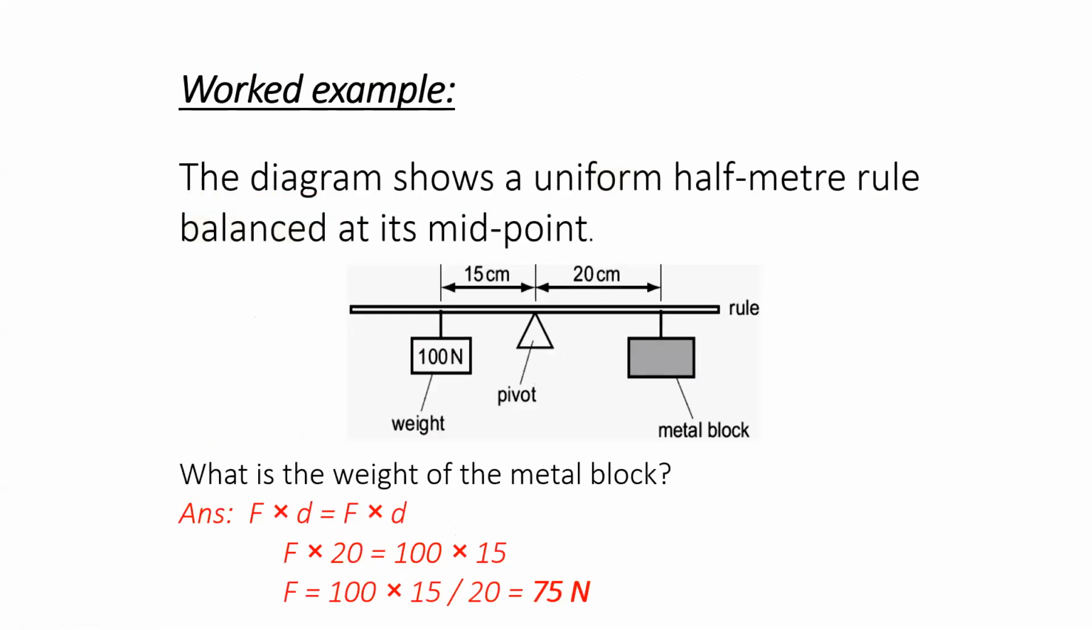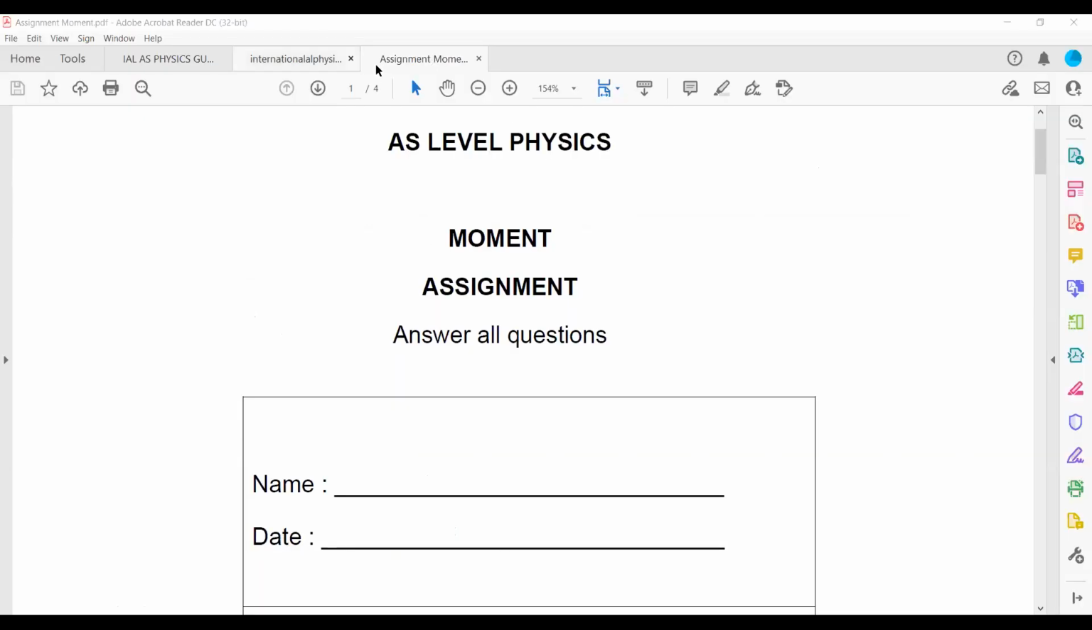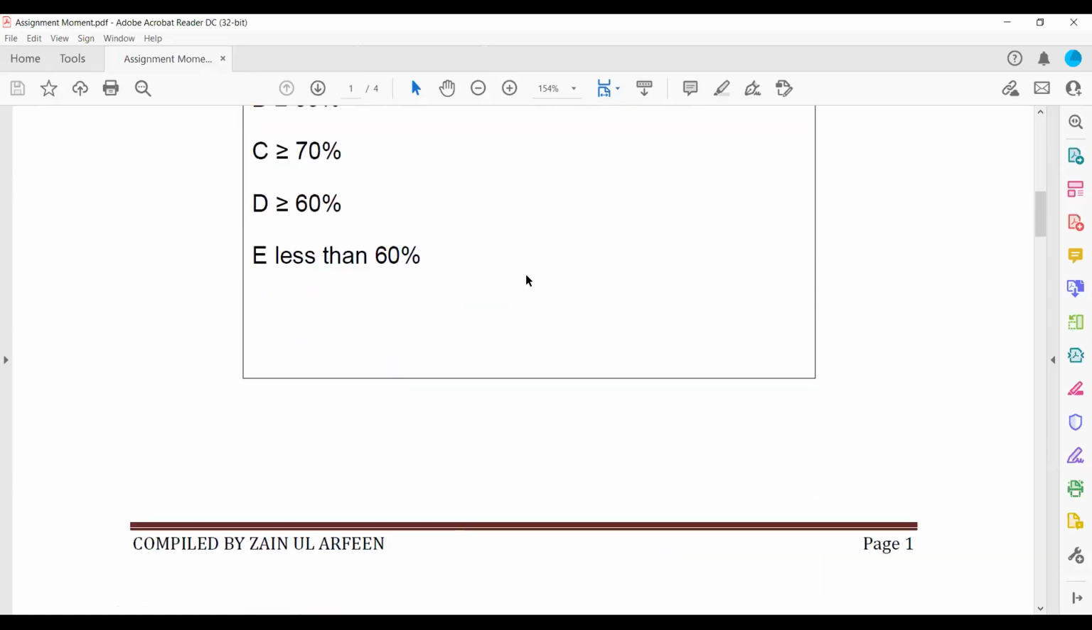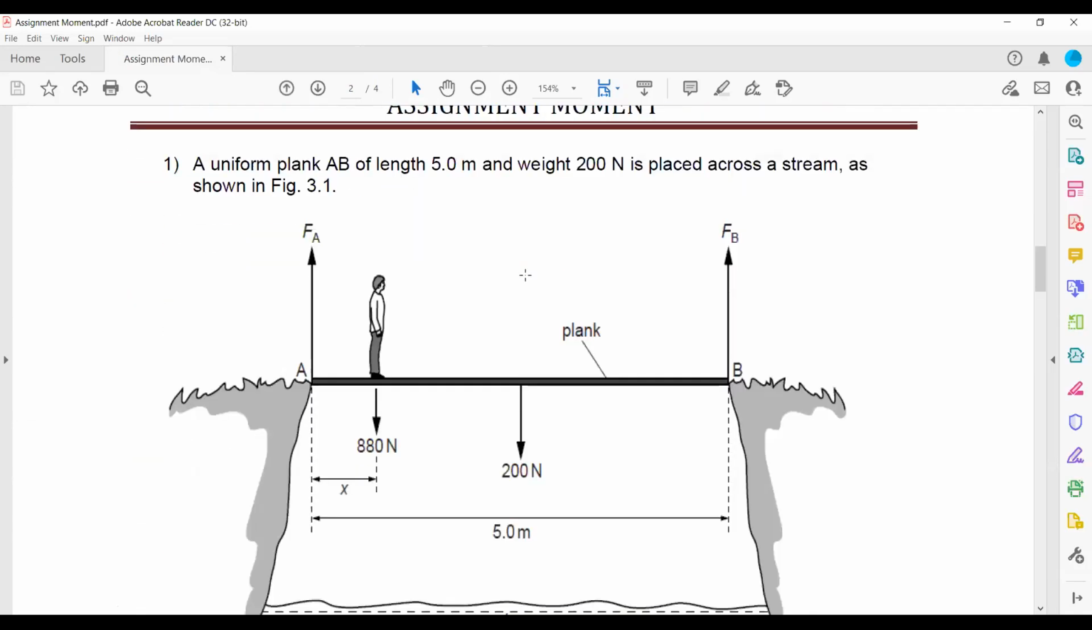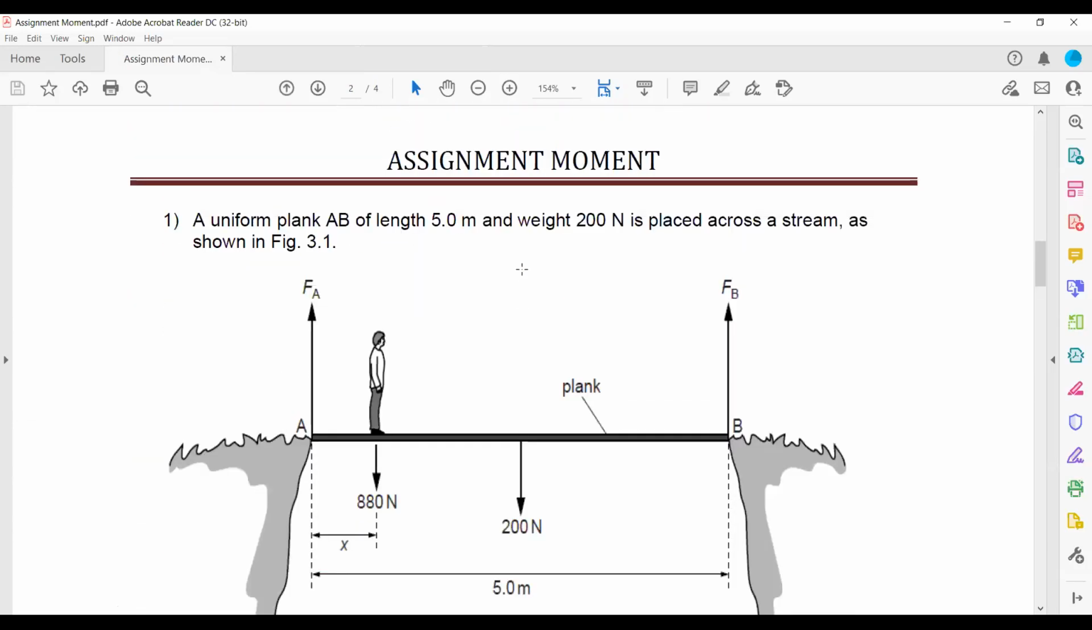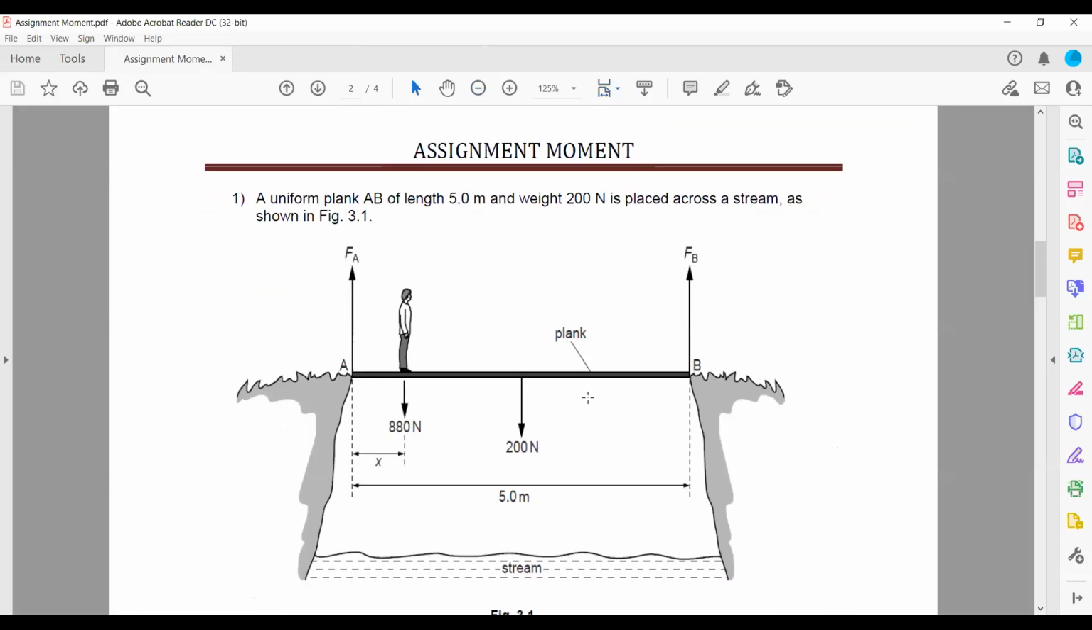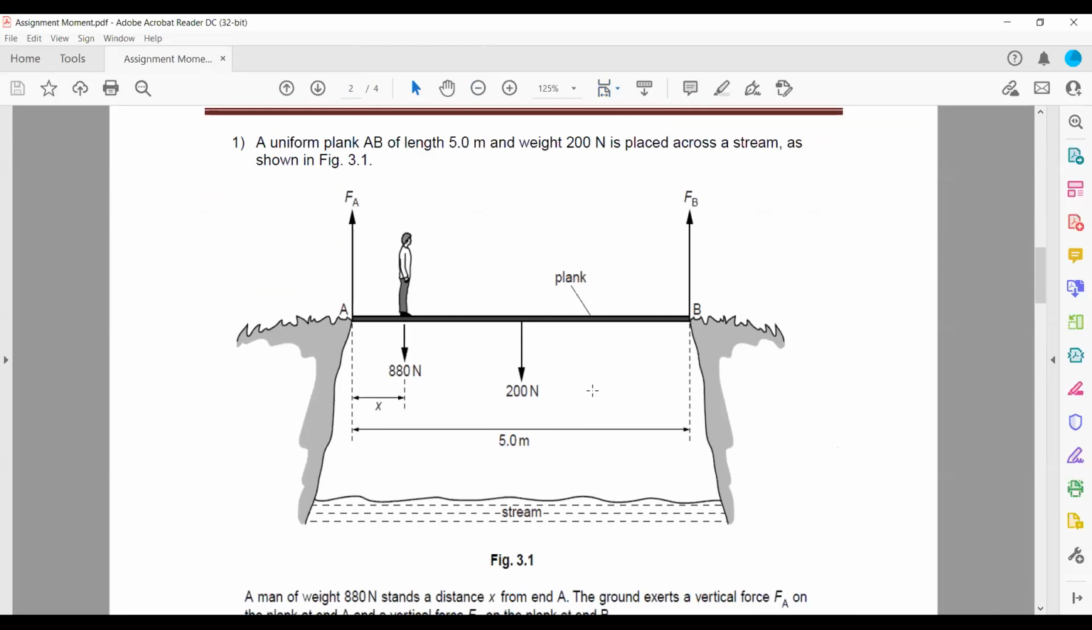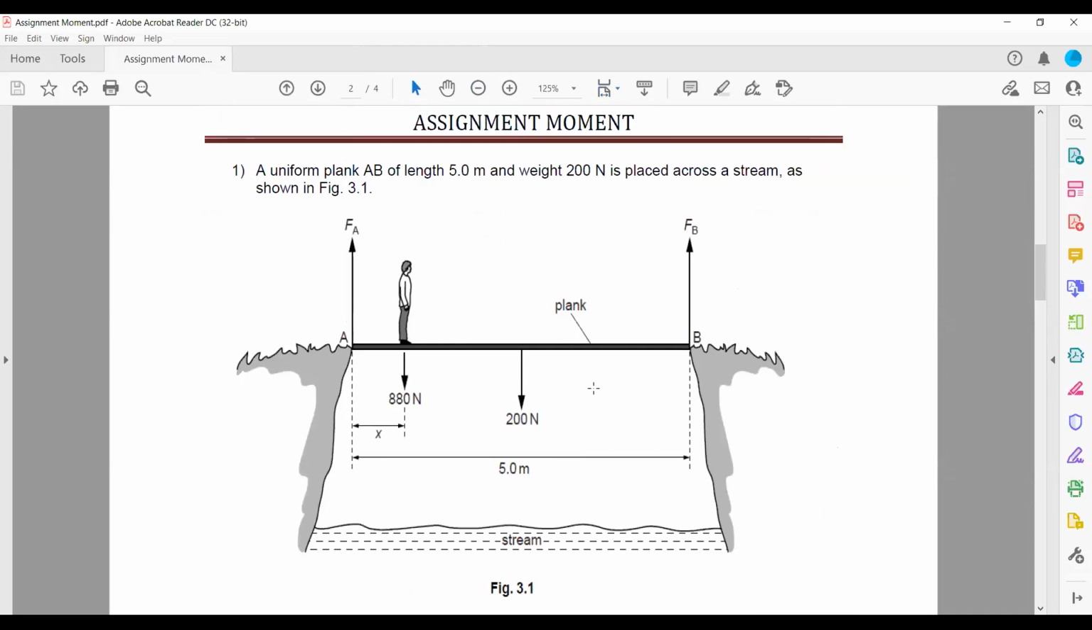Now we'll do some questions related to the moment topic. So this is an AS level assignment related to the topic moment or turning effect. You don't find many questions in the past papers because this topic is included last year, so you don't find too many questions related to turning effect. So for practice, you can use IGCSE questions.